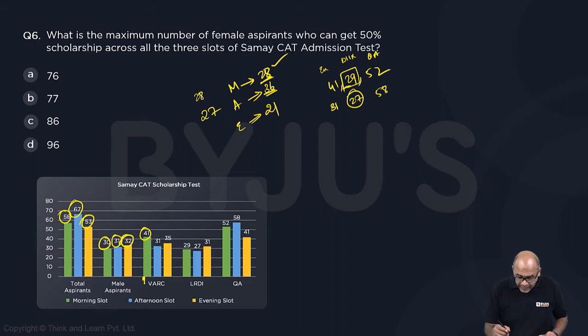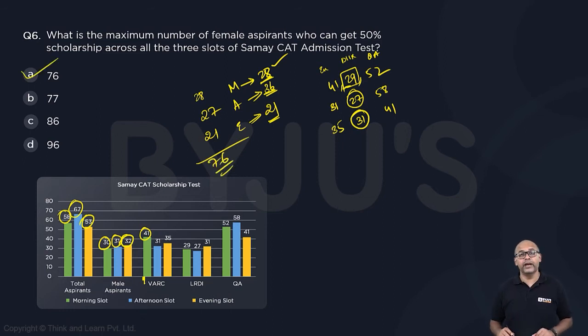And evening slot, you have 35, 31 and 41. The maximum people who can clear the cutoff in all the 3 sections is 31. And you have 21 women only. So which means 21 women out of these 31 are clearing the cutoff. The remaining 10 have to be boys. So this is only 21. So the total will be 76. That is option A. Again, if you understood what exactly happened, this is not a difficult question. Hardly any calculation in this.